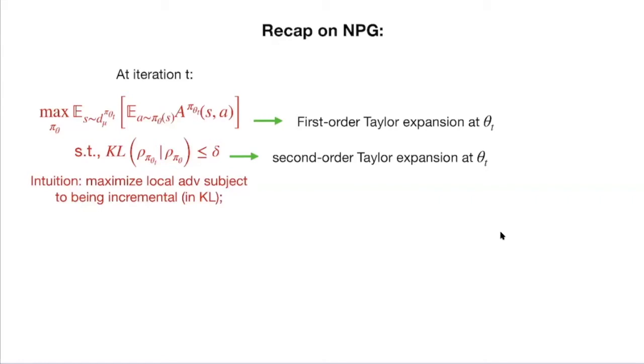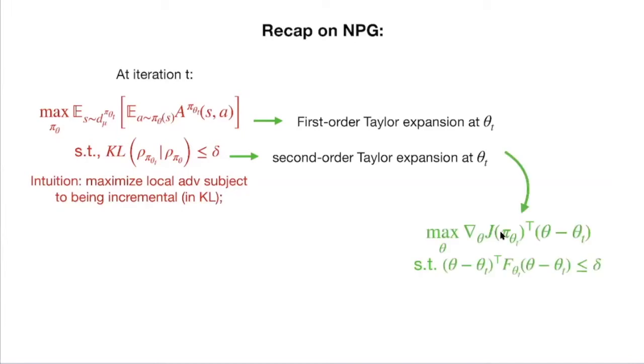Okay, so what we did is let's just do a convexification of this optimization program, right? And let's particularly just do a first order Taylor expansion of the objective function and then a second order Taylor expansion on the KL divergence. So if you do that, our objective function becomes a linear objective function, right? So this is the inner product between the policy gradient and the change in the parameters, right? Which is theta minus theta t. So this is nice. It's a linear objective function, right? So this is just a PG.